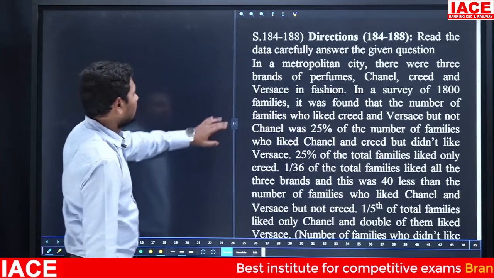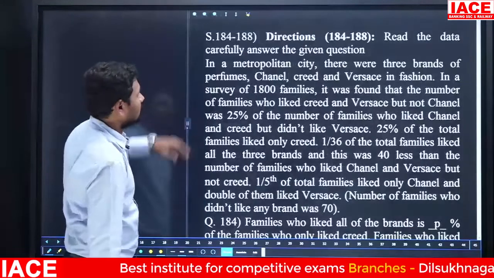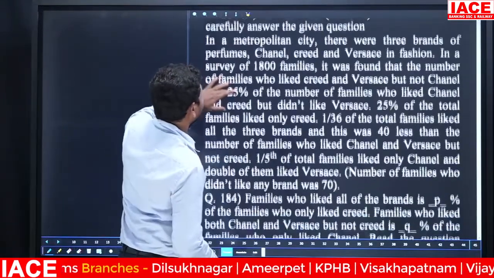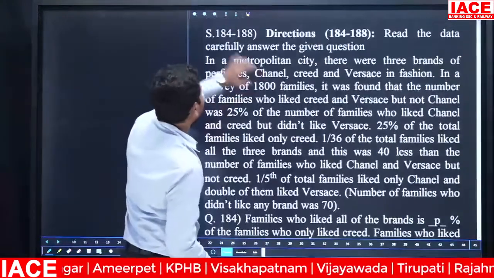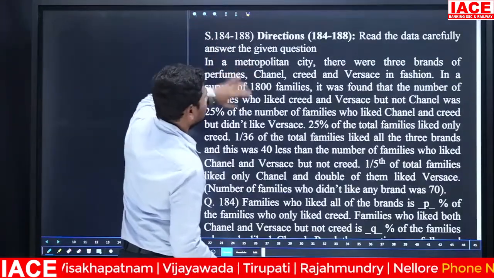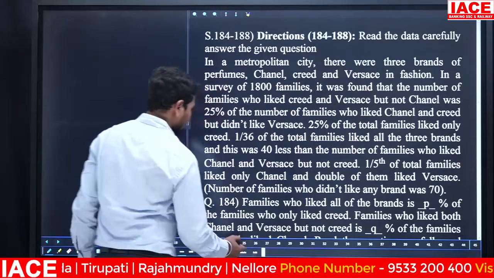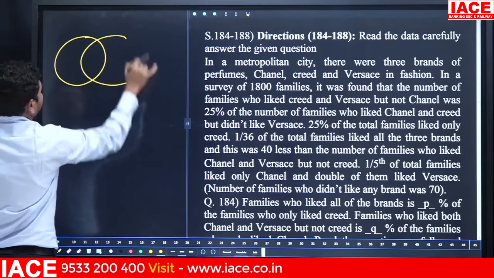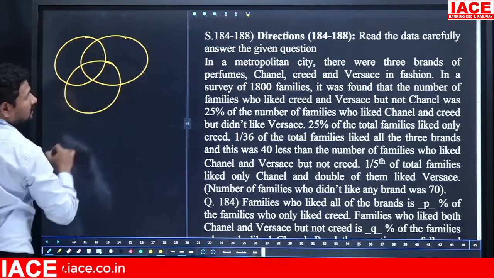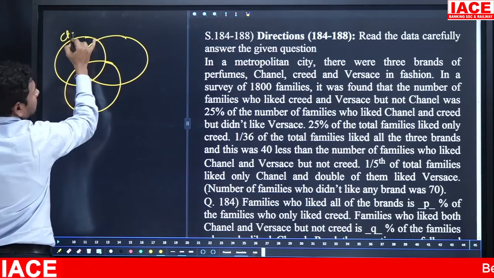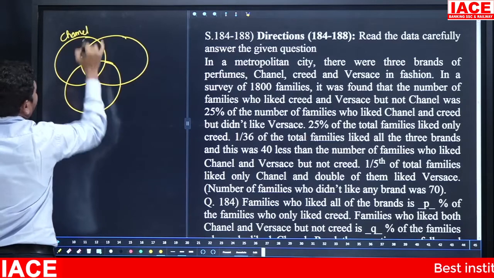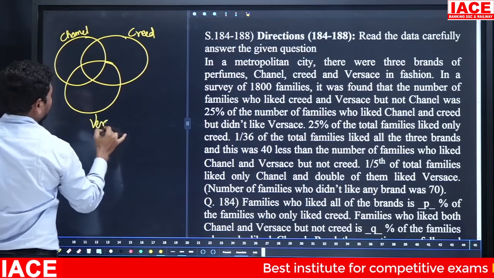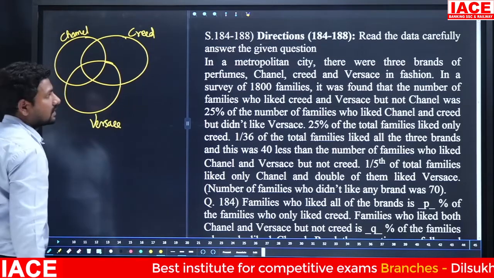Next we have the data that belongs to the next question. In a metropolitan city there were 3 brands of perfumes. One is Chanel, another one is Creed and another one is Versace. We have 3 perfumes, so for the 3 perfumes we can make 3 circles. Here Chanel, next one Creed and next one Versace. Okay, 3 circles are there.